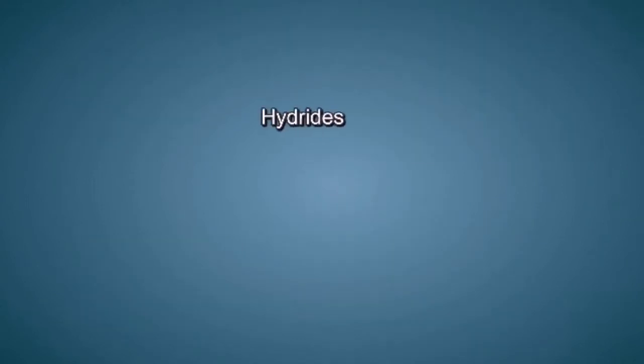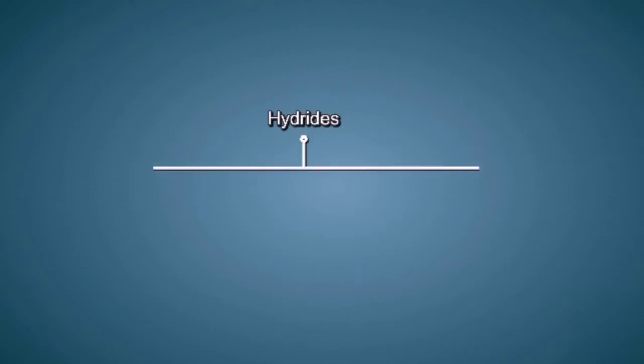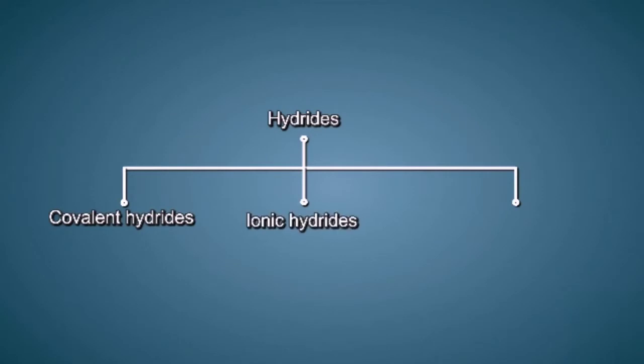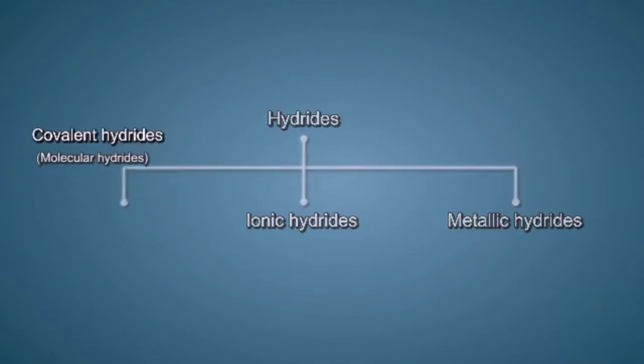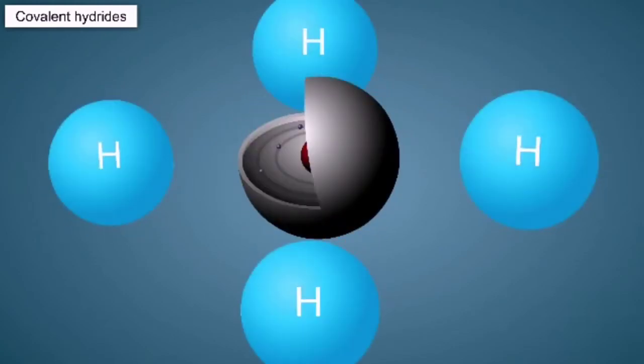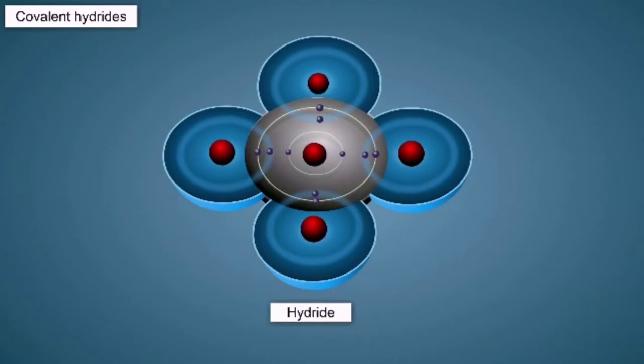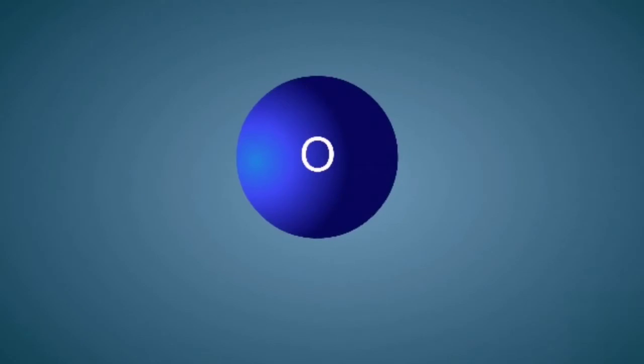Hydrates can be classified into three types: covalent hydrates, ionic hydrates, and metallic hydrates. Let us study about covalent hydrates. Covalent hydrates are also known as molecular hydrates. These are formed by the covalent bonding between hydrogen and an element.